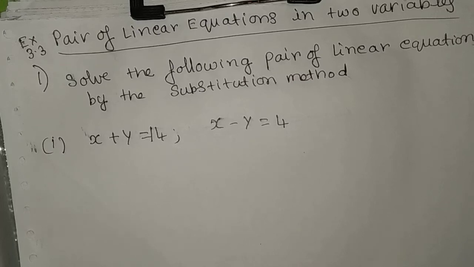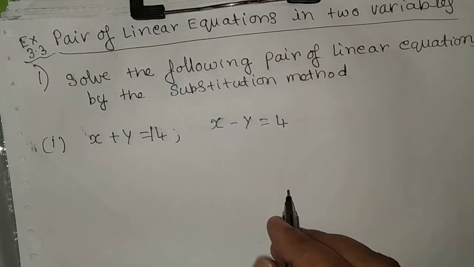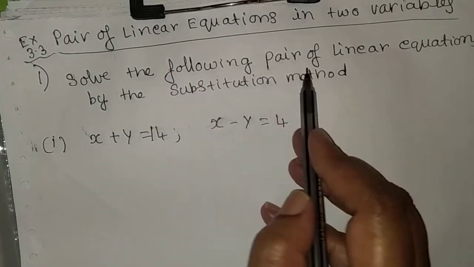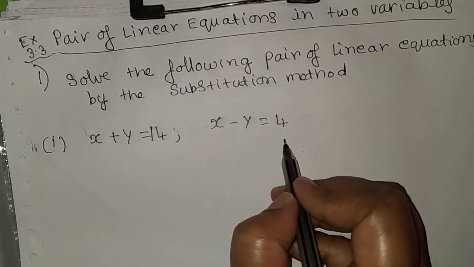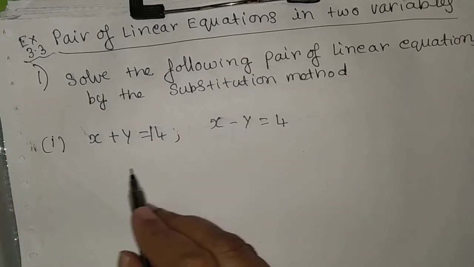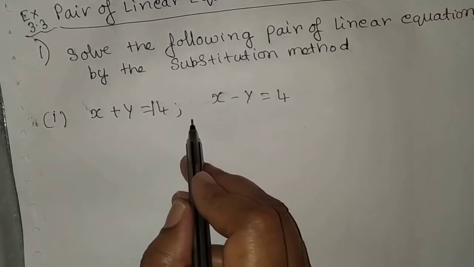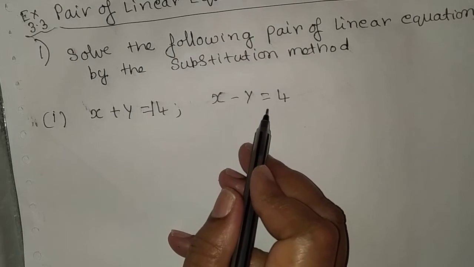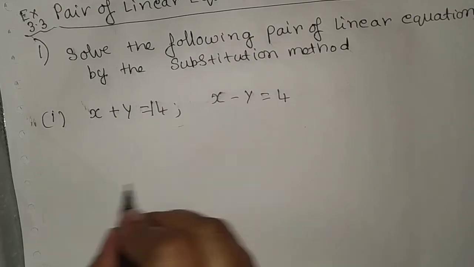Welcome students, let us continue pair of linear equations in two variables, exercise 3.3. Here the first question is: solve the following pair of linear equations by the substitution method. The first problem is given as x plus y is equal to 14 and x minus y is equal to 4. These are the two linear equations given here.